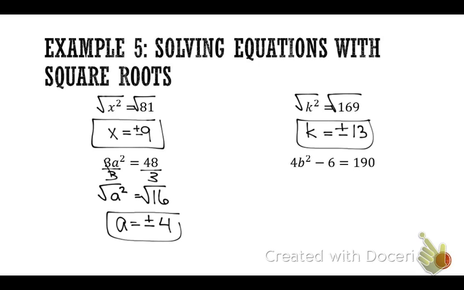All right, what do you notice about the last one? Subtraction. Okay, it's got some subtraction in there. So I take it a step at a time. Remember, I add and subtract first. All right, is there anything I could add or subtract to the other side? Yes, very good. I need to add 6 to the other side. And now I have 4b squared equals 196.